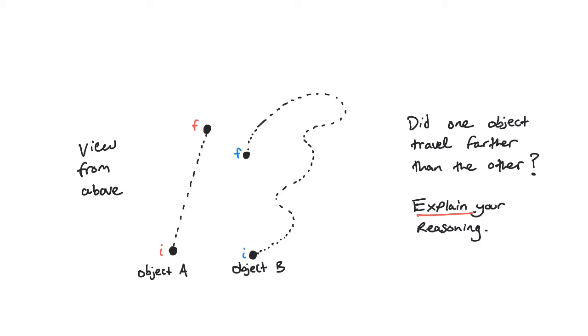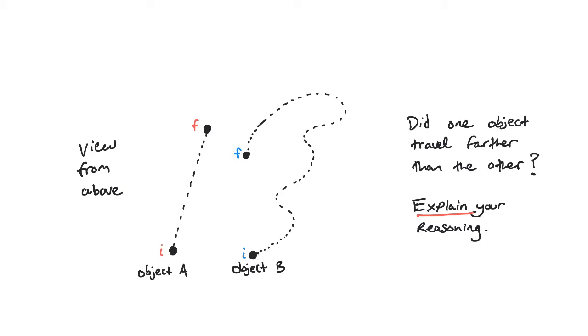Object B, on the other hand, takes its own, much different looking path. It starts here at this initial spot and takes kind of this windy path and ultimately ends up over here at this final spot. And the question I'd like you to pause the video and think about is this: did one object travel farther than the other? And explain your reasoning. So pause the video, maybe write out a complete sentence or two justifying why you think one of the objects traveled farther than the other. And then we'll have a short little discussion here.